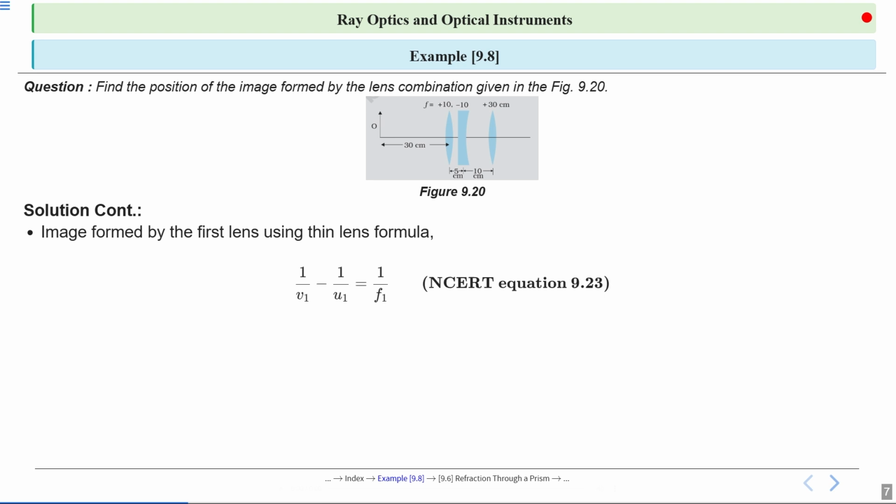Here is the thin lens formula: 1/v1 - 1/u1 = 1/f1. In this equation, v1 is the image distance, u1 is the object distance, and f1 is the focal length of the lens. Each of these variables is measured in centimeters. This formula will help us to calculate where the image is formed by the first lens.